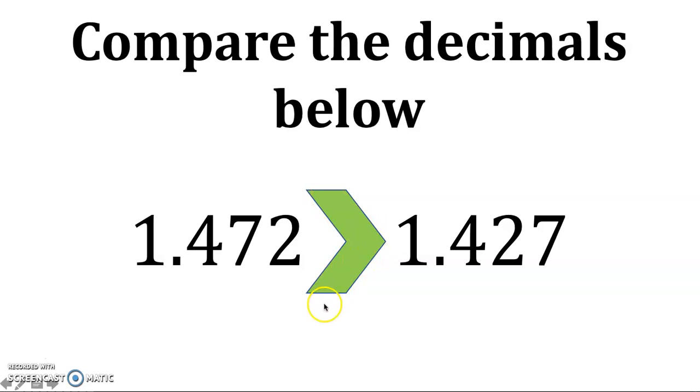So this greater than symbol always faces towards the decimal of the greatest value. And in the song, it talks about how the hungry alligator always eats the value that's greater. And so you want to pretend like this is a hungry alligator. But that being said, if we were to read this statement backwards over here, when the alligator is facing away from the decimal, you read it as 1 and 427 thousandths is less than 1 and 472 thousandths.